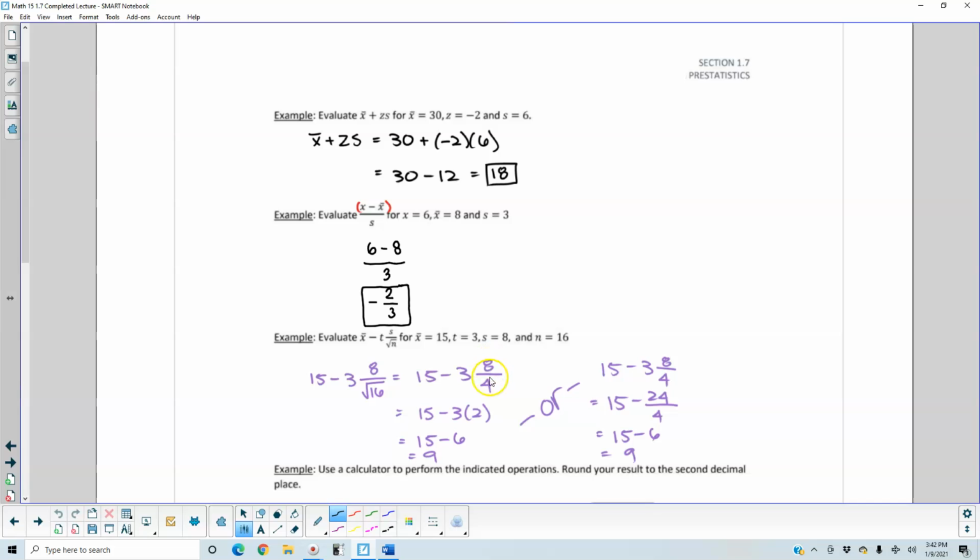Well, 8 divided by 4 gives us 2. So now we have 15 minus 3 times 2. 3 times 2 is 6. So 15 minus 6 gives us a result of 9.